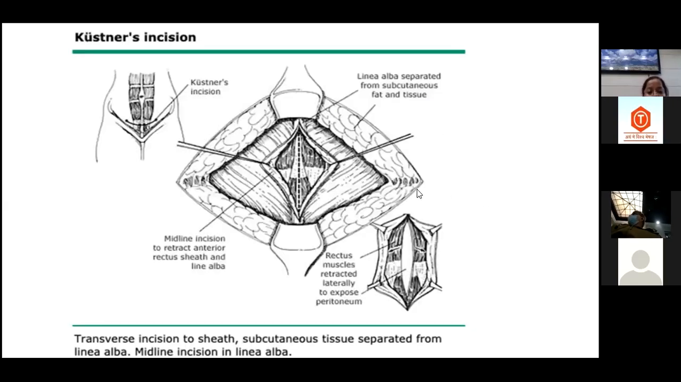In this picture, we can see the subcutaneous fat and tissues are separated and the rectus sheath is incised longitudinally and then retracted. And then the rectus muscles are retracted laterally to expose the peritoneum, and a vertical incision is made in the peritoneum to enter the abdomen.